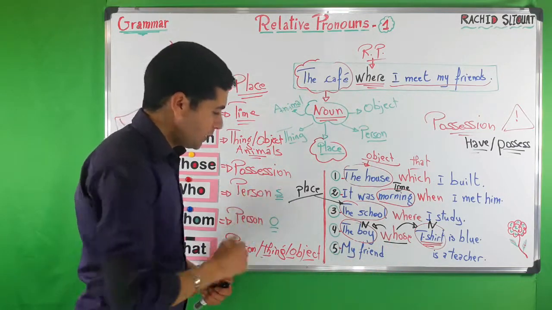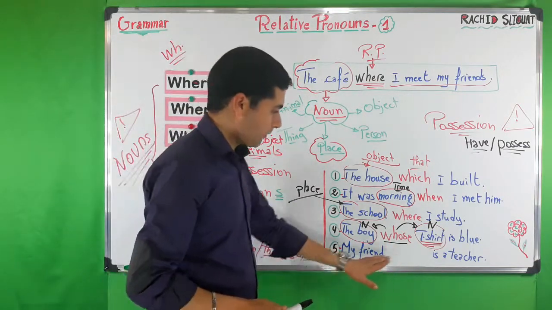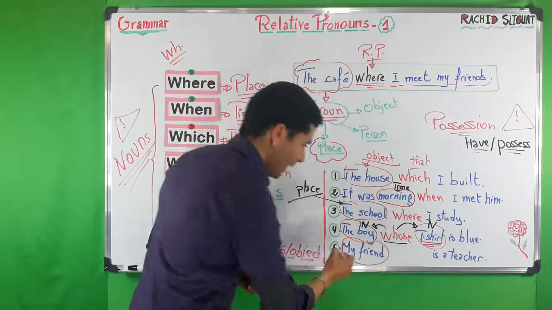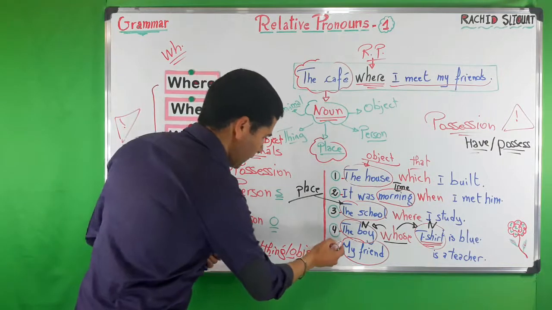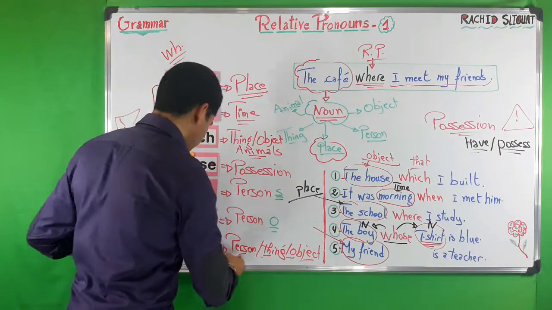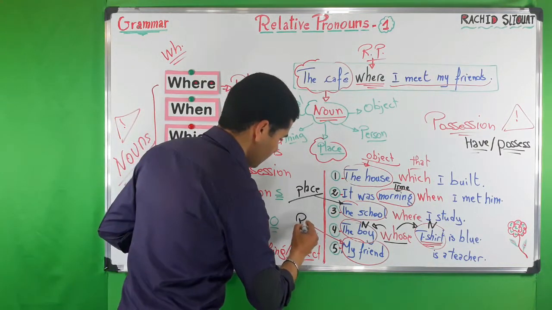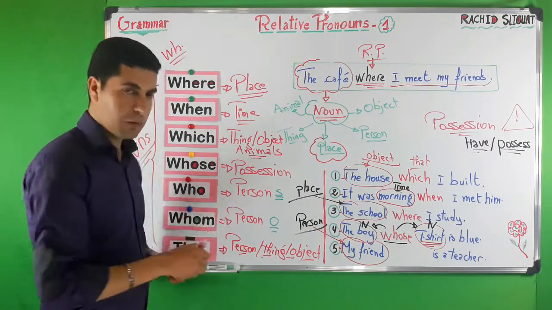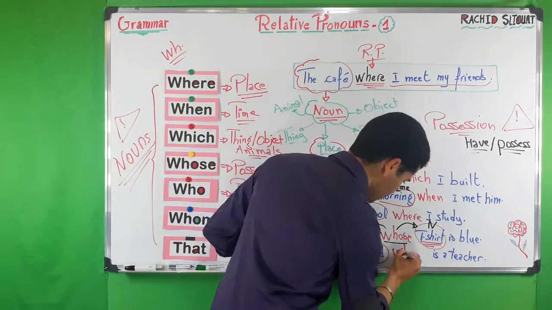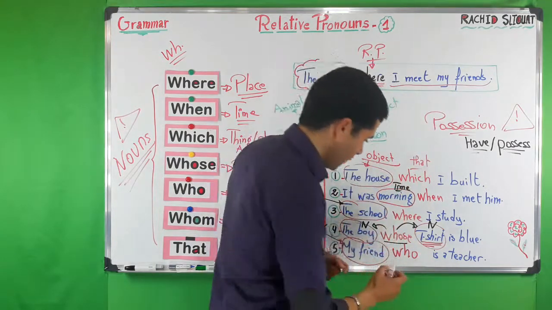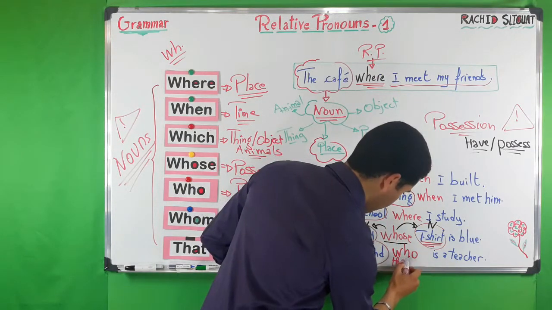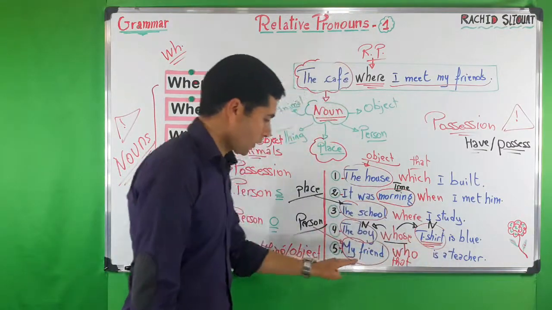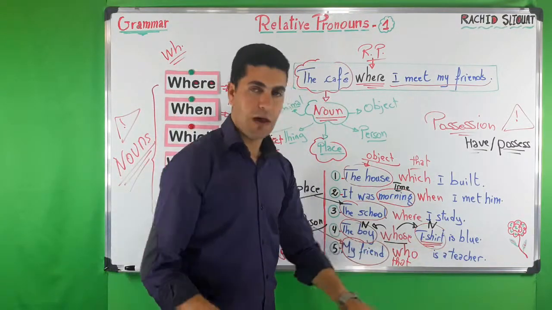Now let's move to number 5. My friend is a teacher. The noun here is my friend, and my friend is very simply a person. So here we have person that, and here we have person who. So we can say who, or even that. So my friend who is a teacher, or my friend that is a teacher.